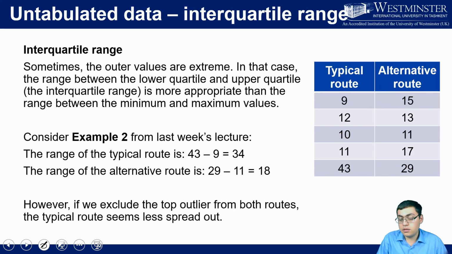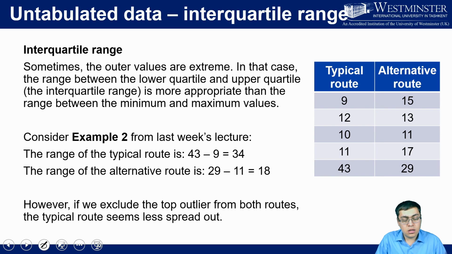Then there is an alternative route that he's now considering to take instead of this one. And if we calculate the range for the typical route and the alternative route, we'll see that the range for the first route is 34 minutes, and the range for the second one, for the alternative, is 18 minutes.